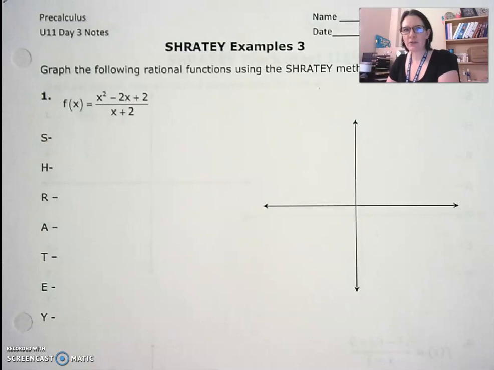Okay, here's video 1 for the SHRATEY examples 3 notes. Also have your green SHRATEY sheet out nearby to help you.